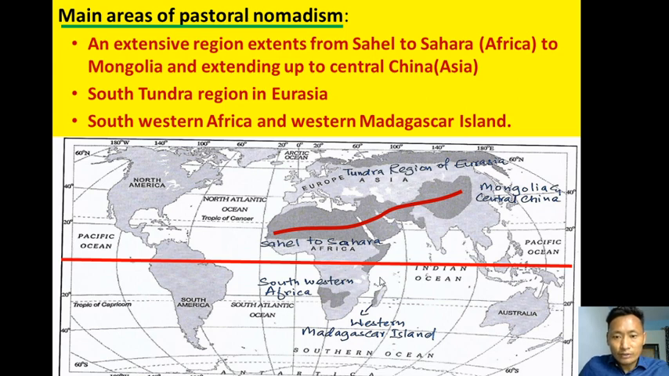But only a few people are doing pastoralism in the southern hemisphere. Southern hemisphere means southwestern Africa. Still some people are doing pastoral nomadism there, and in the western Madagascar region. This is Madagascar island. On western Madagascar island, still some people are doing this type of primary activity called pastoral nomadism. So these are the regions. This dark shaded map shows areas where people are still doing pastoral nomadism.